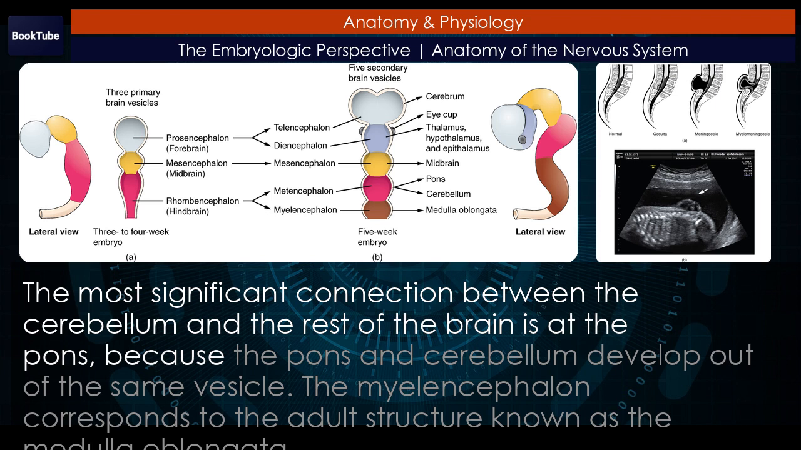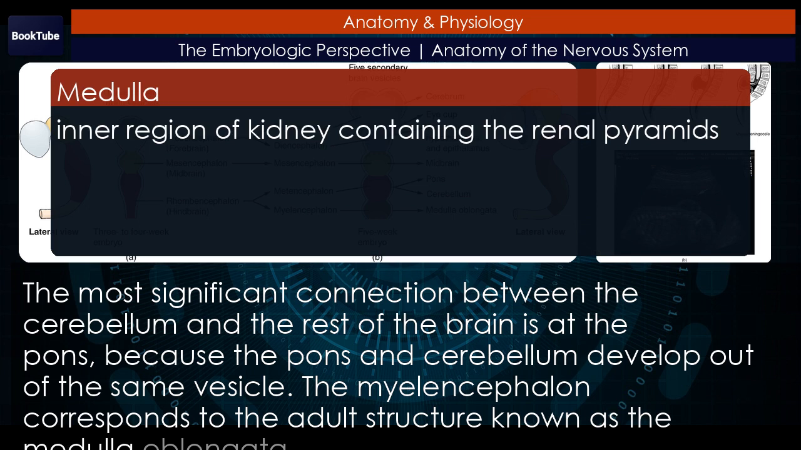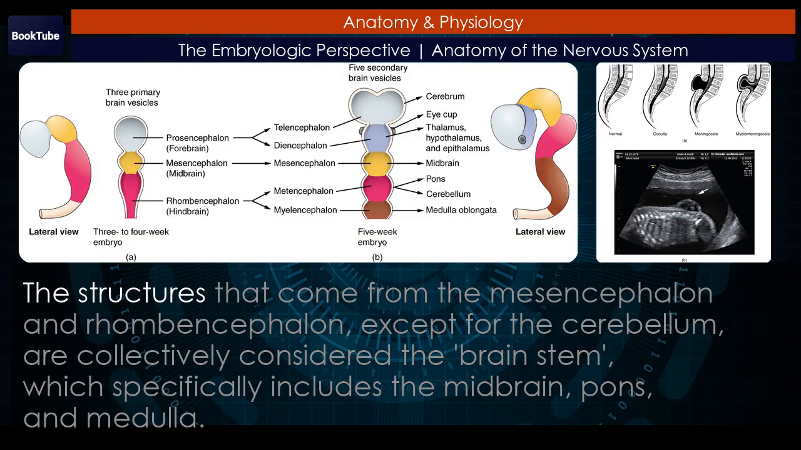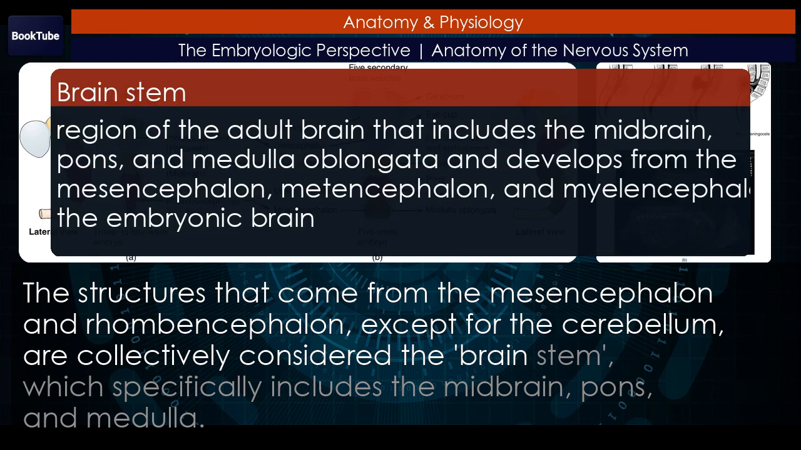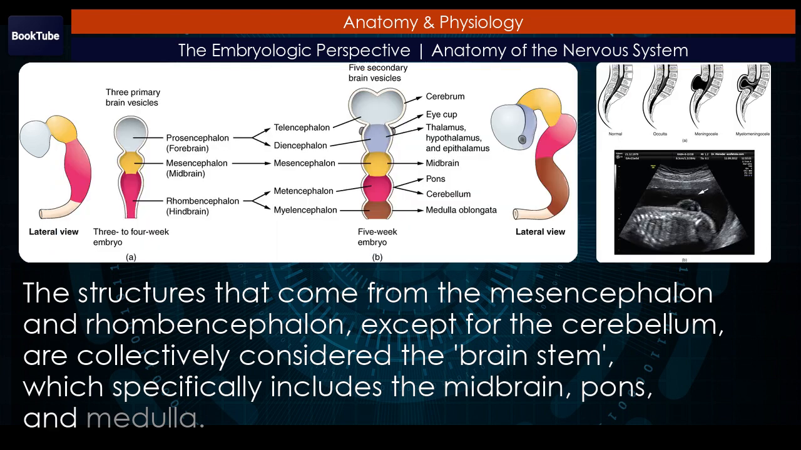Because the pons and cerebellum develop out of the same vesicle, they are closely connected. The myelencephalon corresponds to the adult structure known as the medulla oblongata. The structures that come from the mesencephalon and rhombencephalon, except for the cerebellum, are collectively considered the brainstem, which specifically includes the midbrain, pons, and medulla.